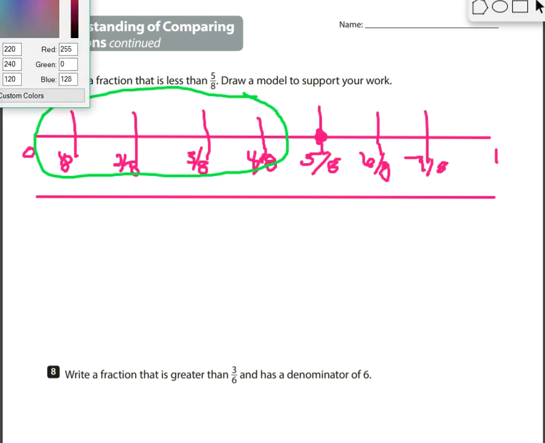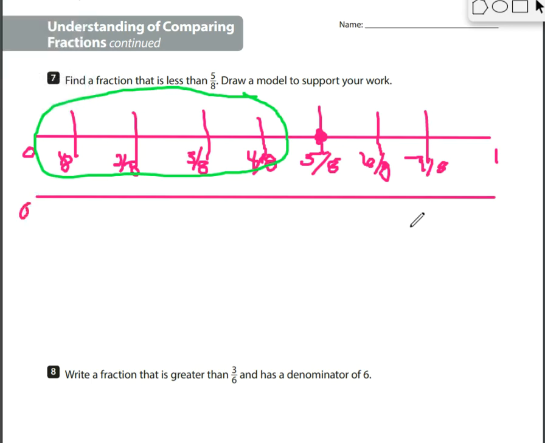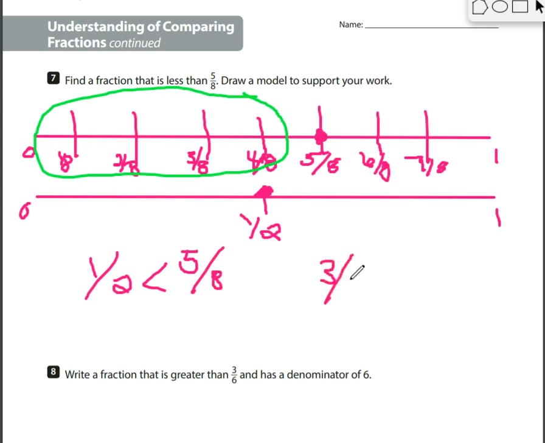Now, if I want to compare it using a different fraction, I can just take the really easy way and compare it to a half. Because I see that a half is less than 5/8. It lines up with 4/8. So I could say 1/2 is less than 5/8. Or I can pick something else and say 3/8 is less than 5/8. Either one of those work, whatever is more comfortable for you.